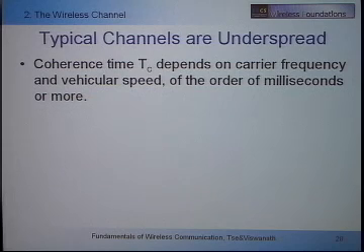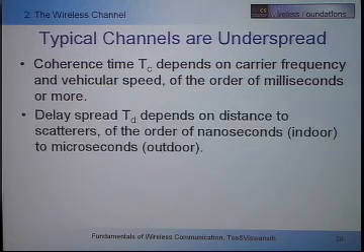Microsecond, right? Delay spread is a delay. We have the speed of light divided by the distance traveled, or the other way around: distance traveled divided by the speed of light. Typically in an outdoor environment, it will be of the order of microseconds. In an indoor environment, maybe nanoseconds. So you can see that the delay spread is several orders of magnitude smaller than the coherence time. That's why underspread is a common phenomenon for wireless communication systems.